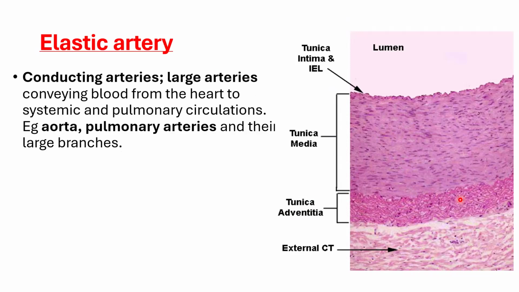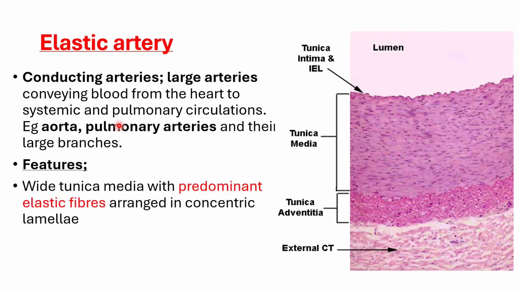So conducting arteries, we've talked about them conveying blood from the heart to the systemic and pulmonary circulations, that is the aorta and pulmonary arteries, and their branches. And then you'll have the features of these elastic arteries being a wide tunica media. We've seen that, with predominantly elastic fibers and not smooth muscle. Unlike in a muscular artery, which will contain more smooth muscles.